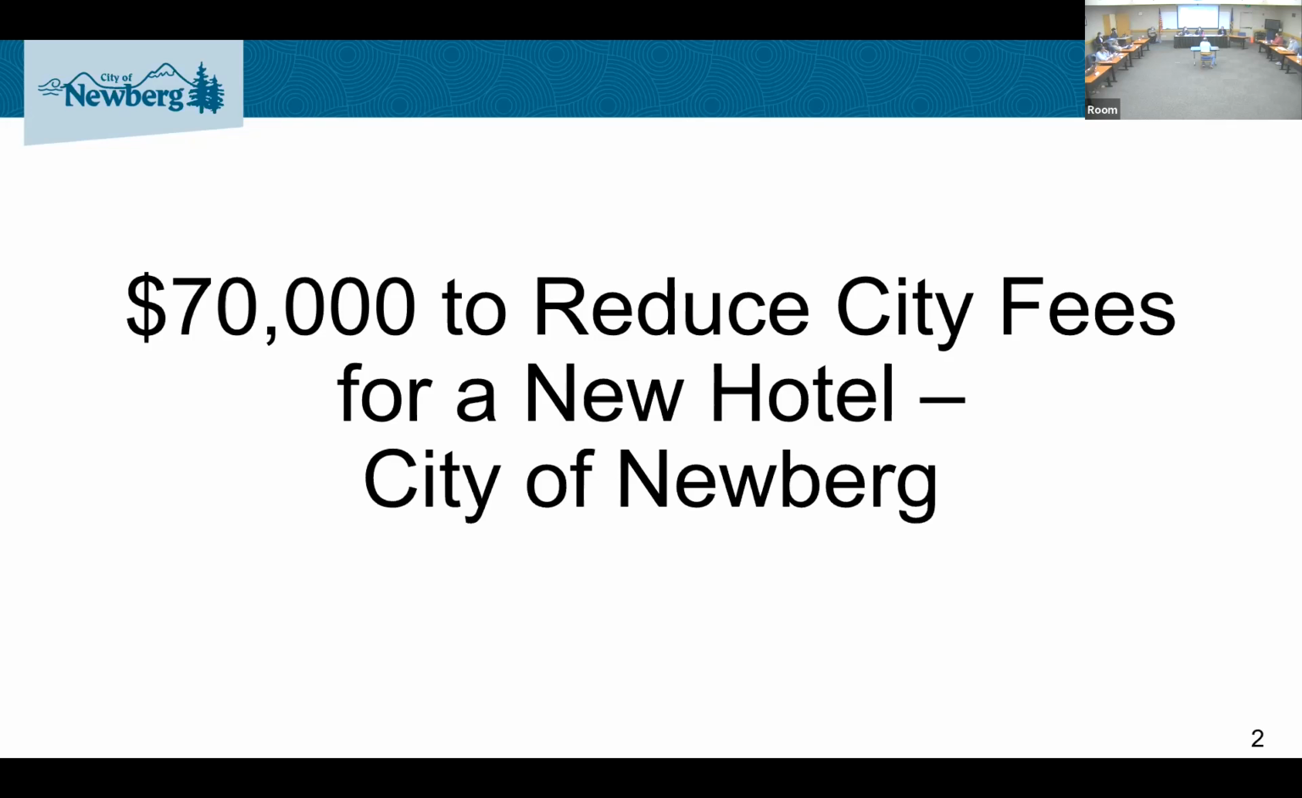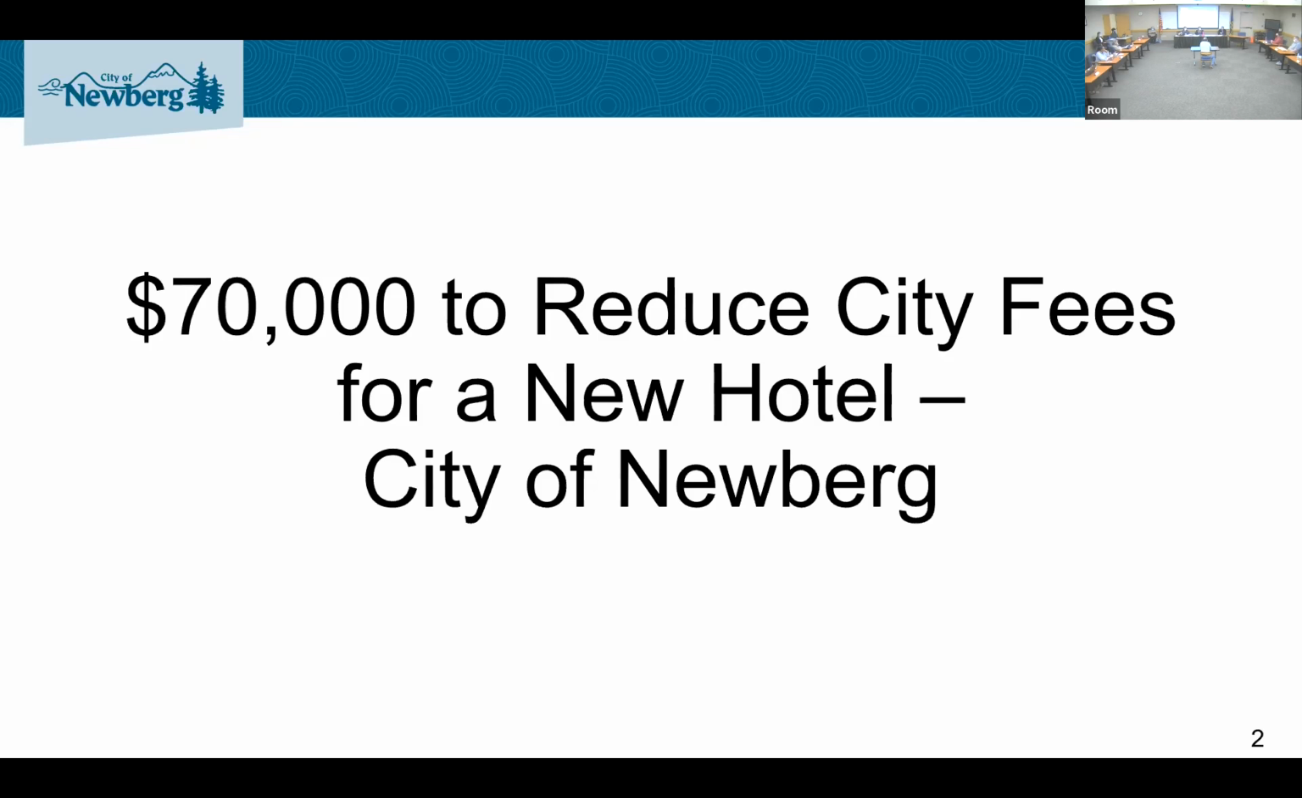So this is a way to get this developer to be able to come in and build this new 79-room hotel in Newberg. We have not been able to be successful, like I said, for the past 6+ years to attract a particular hotel. And one of those drivers is the cost of our SDCs.